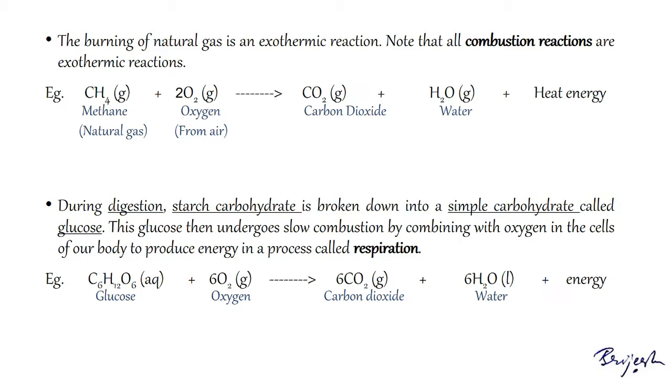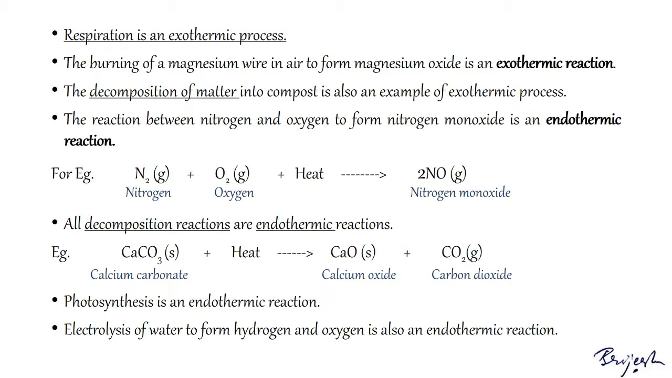The burning of a magnesium wire similarly in air to form magnesium oxide is an exothermic reaction. So this was another small example which indicated what exactly an exothermic reaction is. What does it mean exactly? Now we'll move on to endothermic reaction.